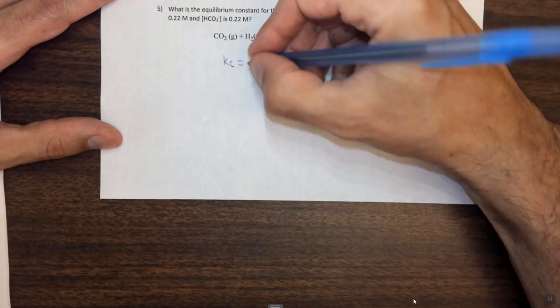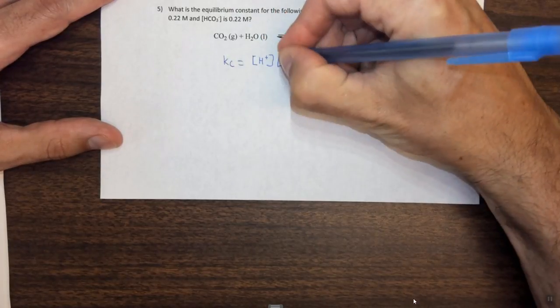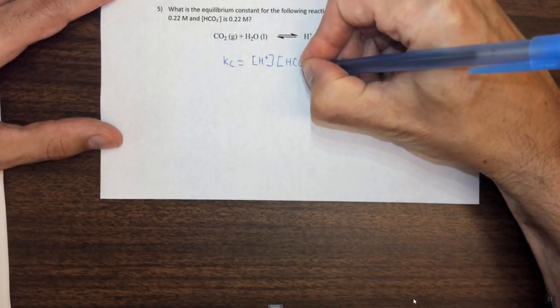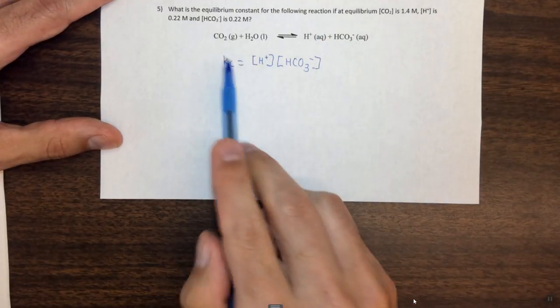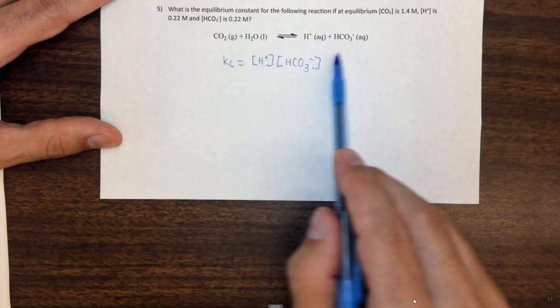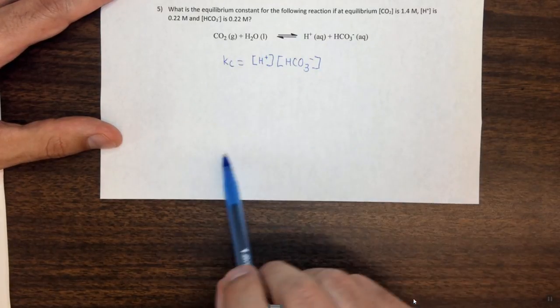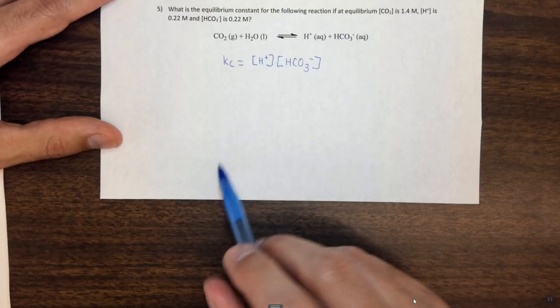So let's start with the products on top, which are the concentration of H+ times the concentration of HCO3-, bicarbonate. This reaction is actually dissolving carbon dioxide in water to form a weak acid, carbonic acid, which is usually done at high pressure, like in a bottle of soda.